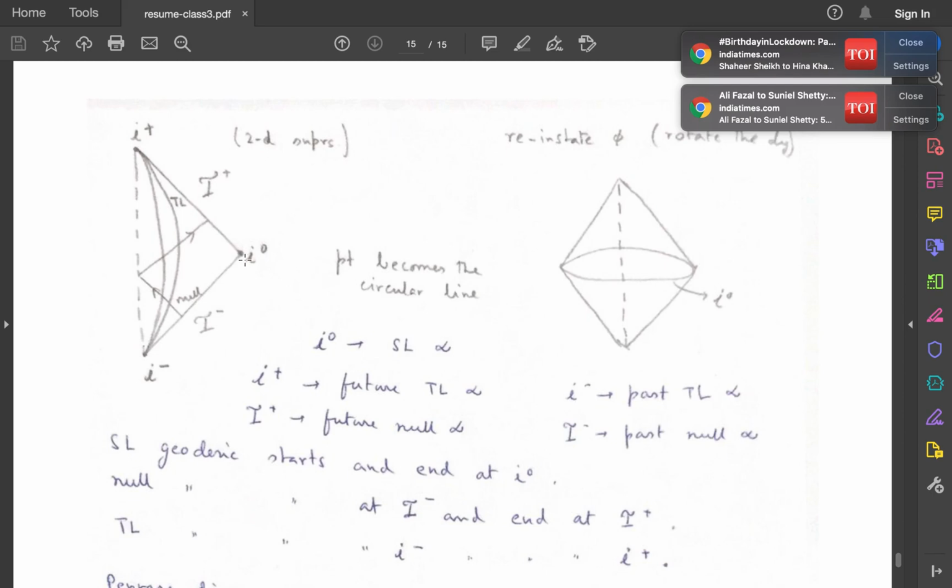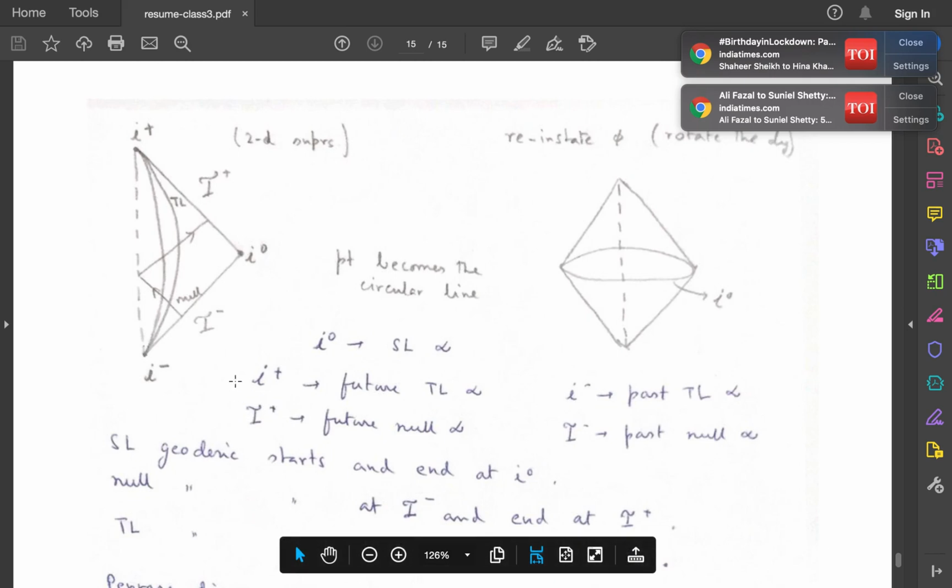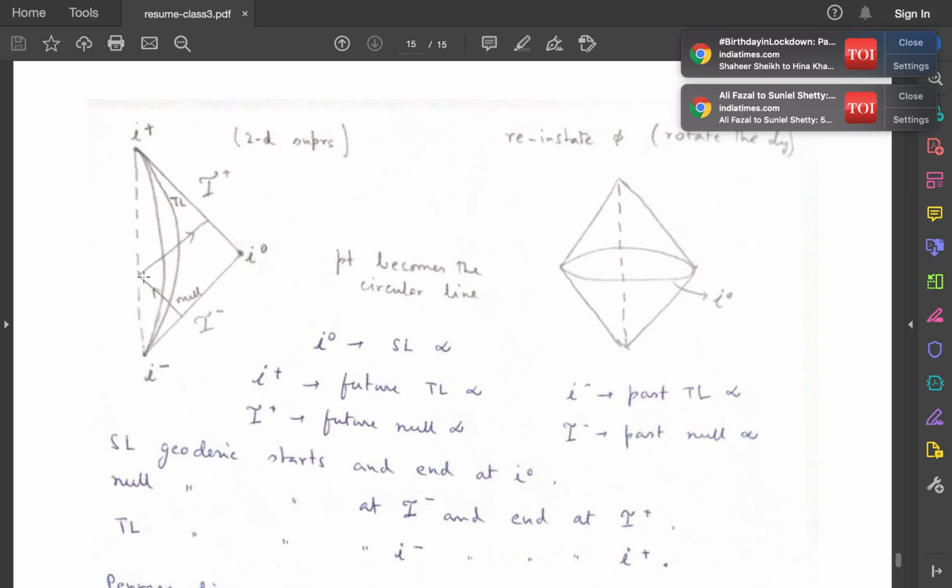I plus is future timelike infinity, which was t equal to plus infinity, and it has been confined to the point I plus. I minus is past timelike infinity: t equal to minus infinity has come here. Now this is script I plus, the future null infinity. Null rays should always end here. So this is the future null infinity.